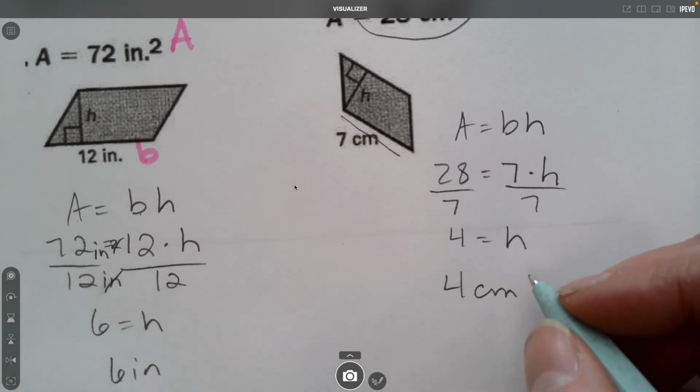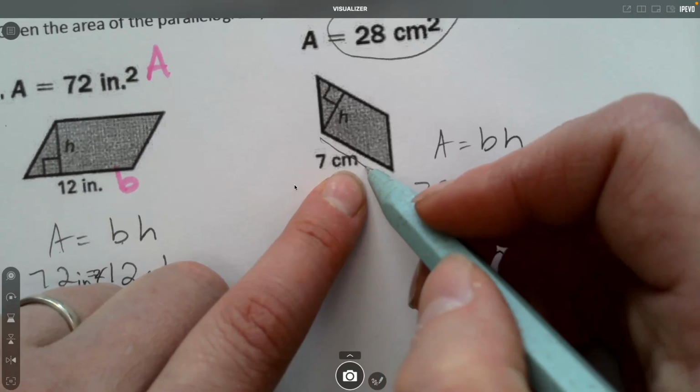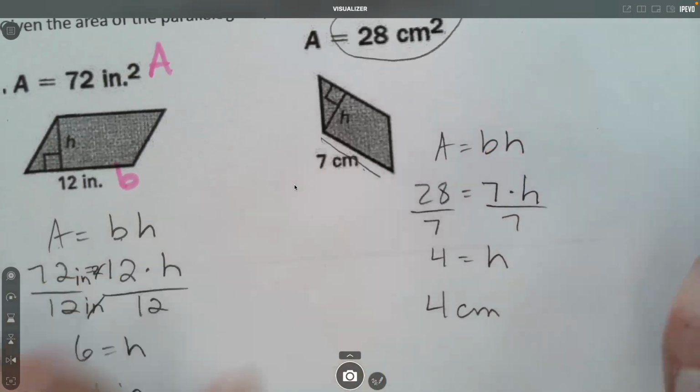So if I'm looking at a base or height, it's not squared. Area is squared, and the base and the height would just be that unit, that centimeters.